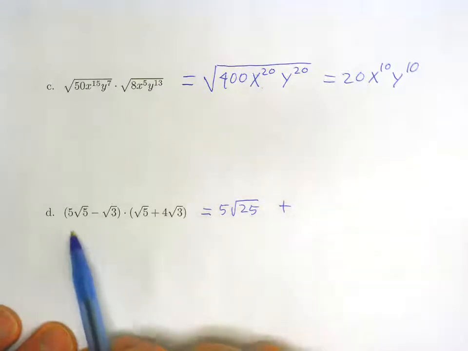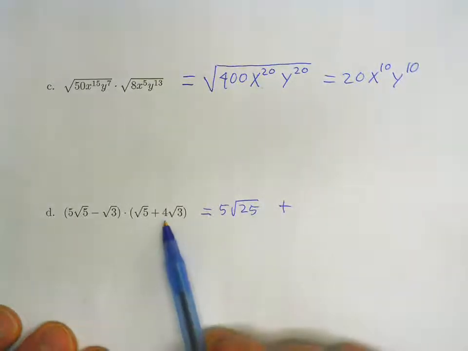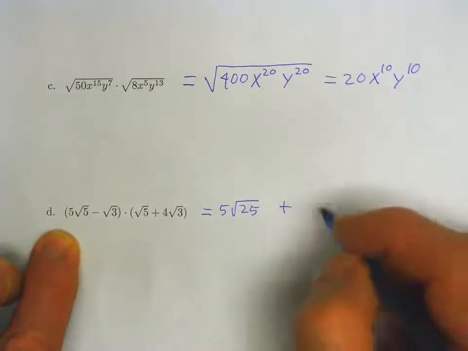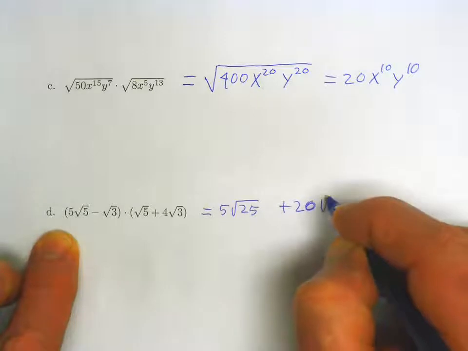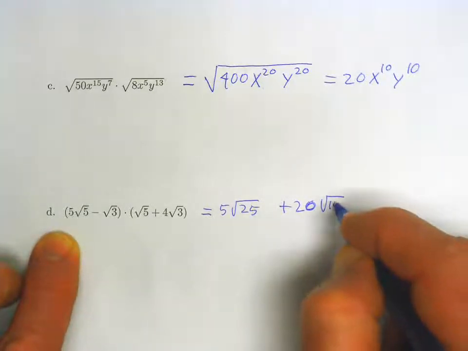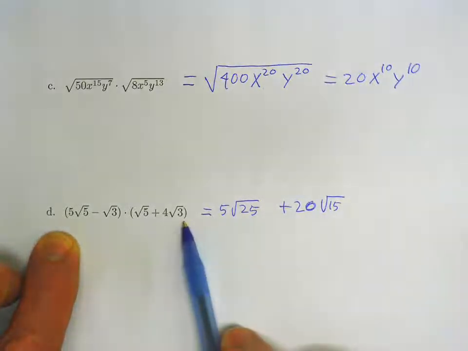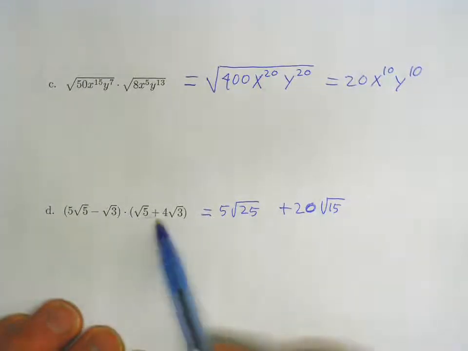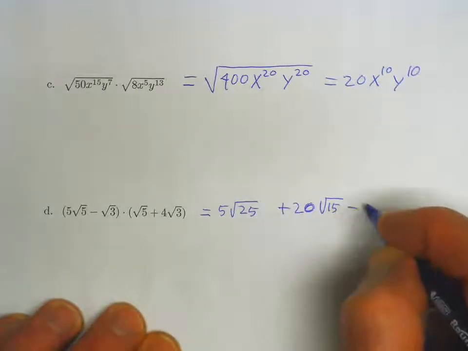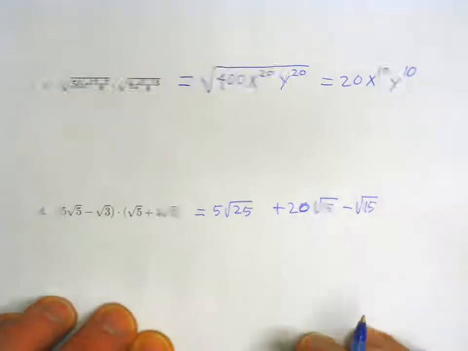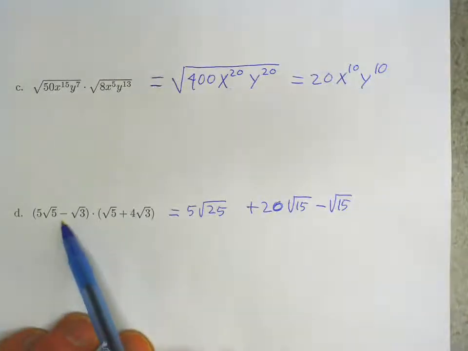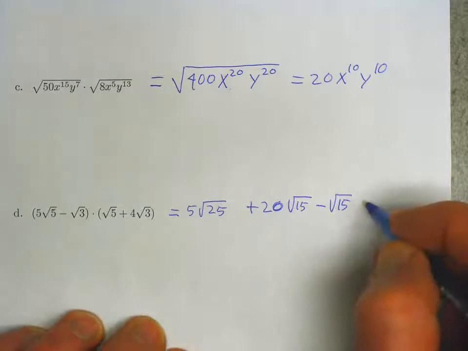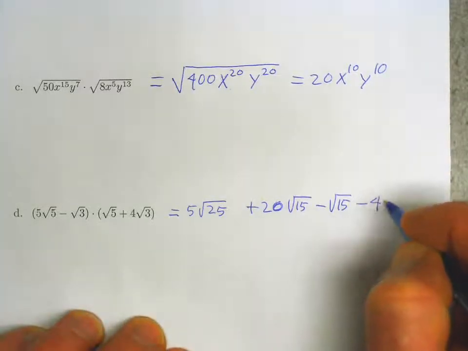And then we have 5 times the square root of 5 times 4 times the square root of 3. 5 times 4 is 20, so it's plus 20, and then times the square root of 15, because the square root of 5 times the square root of 3 is the square root of 15. And then we're going to subtract the square root of 3 times the square root of 5, which is just minus the square root of 15. And finally, minus the square root of 3 times 4 times the square root of 3 is minus 4 times the square root of 9.